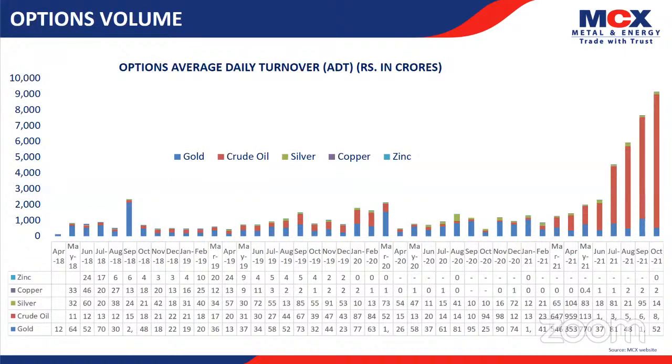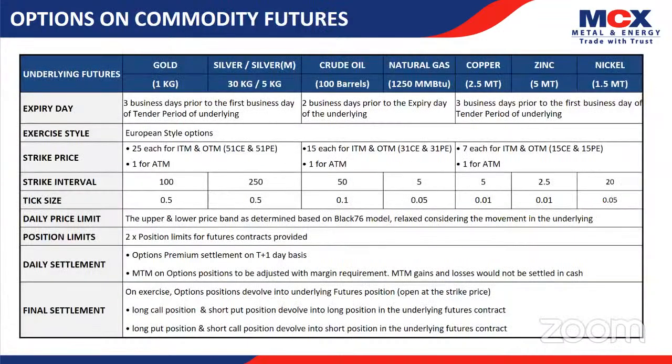So overall, if we see the volumes on the exchange in the last few months, it's been on a rising trend, and there have been days when we have seen more volumes on options as compared to futures. So if we go into detail, what are these options on futures? Let me just segregate the understanding and explanation in two main parts.